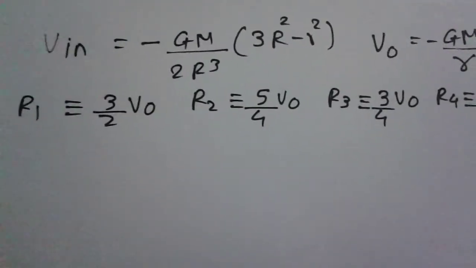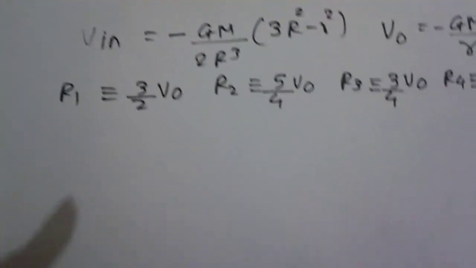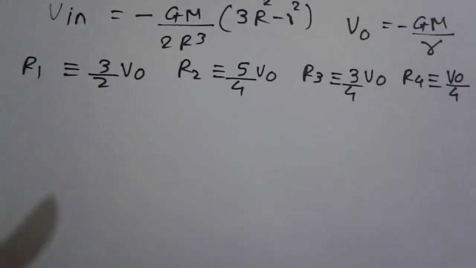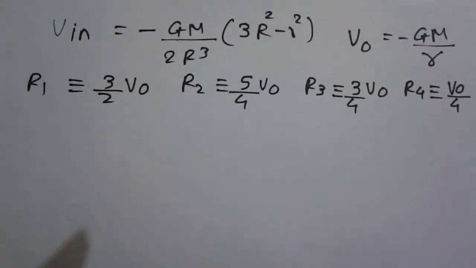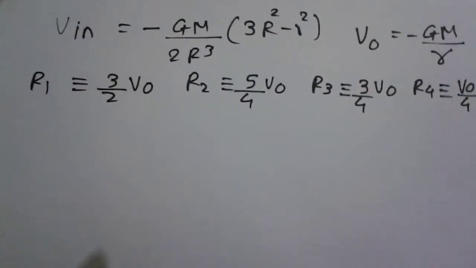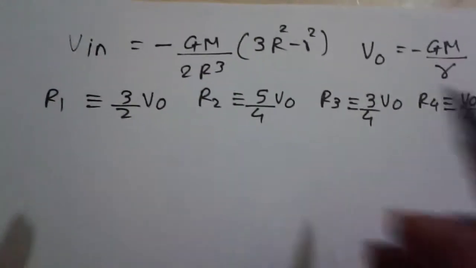So we are supposed to find the values of R1, R2, R3 and R4. They have given different potentials, 3/2 V0, 5/4 V0, 3/4 V0, etc. And we are supposed to find the relationship between R1, R2, R3 and R4.